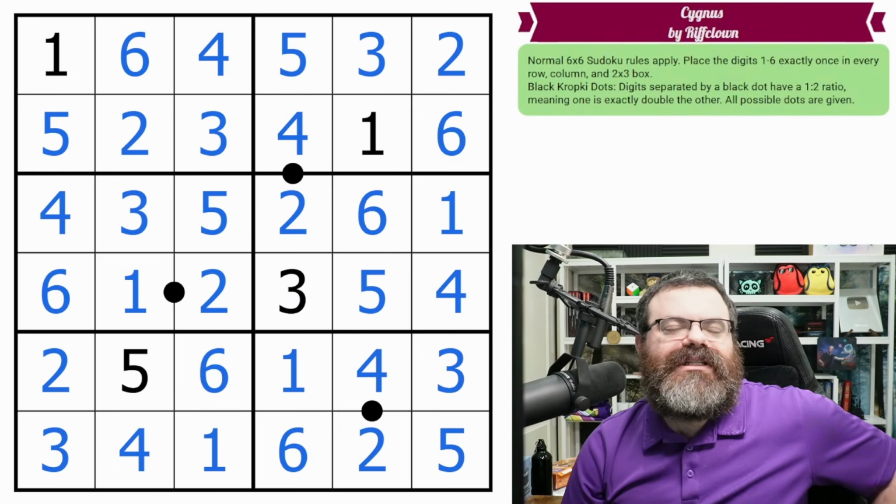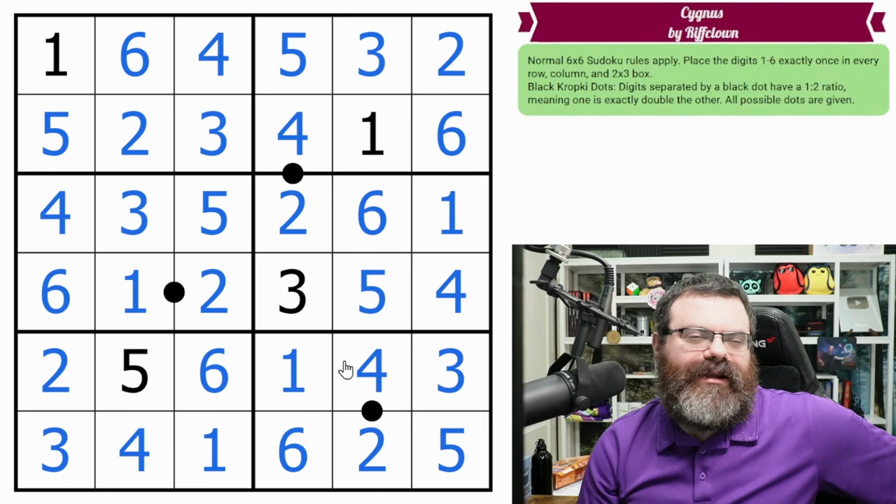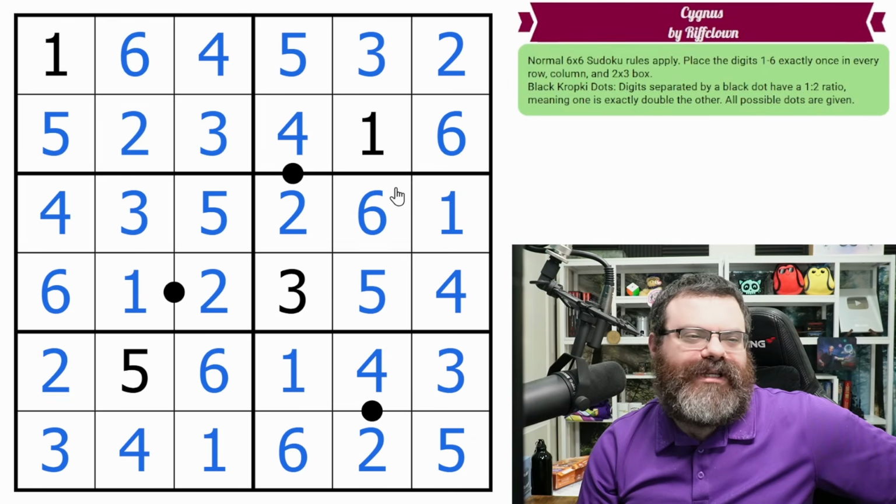Okay, cool. Nice puzzle, Riffclown. I liked the use of the negative constraint there. We got to show a bunch of negative constraint tricks, which was neat.